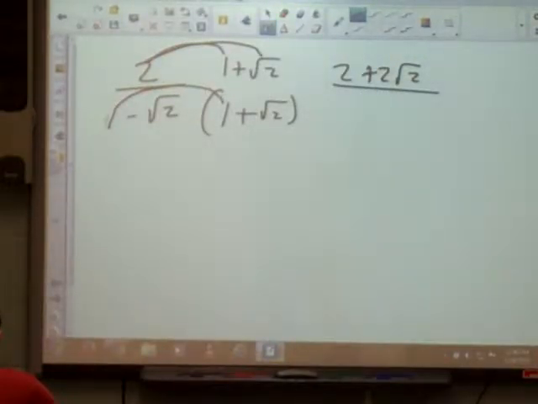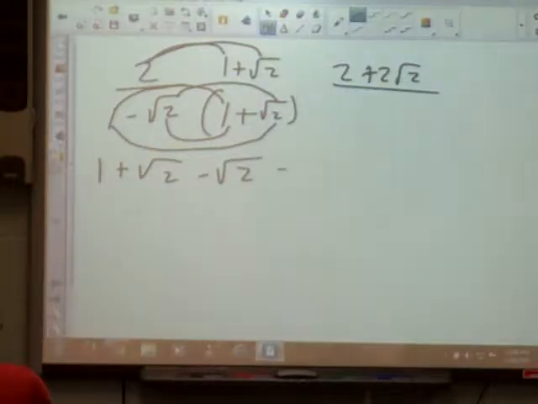Alright, so my FOIL on the bottom, I got first is a 1. Outer, I got positive 1 square root of 2. Inner, I got negative 1 square root of 2. Last, these are both square roots. Square root of 2 and square root of 2, I got negative square root of 4.